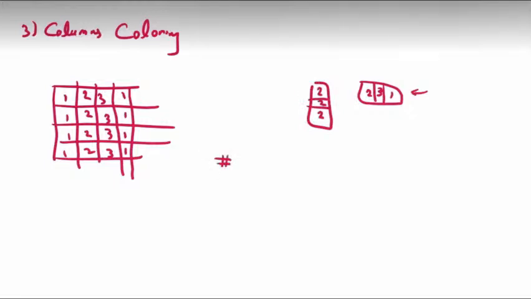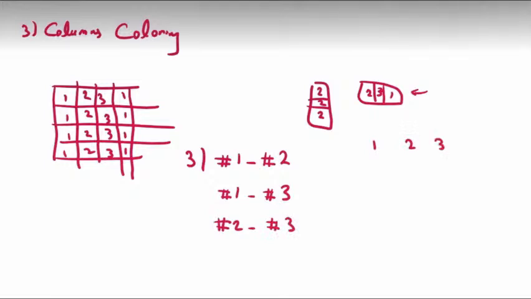So in this case, the number of cells with color 1 minus the number of cells with color 2 is a multiple of 3. Also, the number of 1s minus the number of 3s is a multiple of 3, and the number of 2s minus the number of 3s. Why? Because if we select a horizontal piece, we select 1 from each of them. If we use horizontal, for example, from 2, we select this. If we select vertical from 2, we have this. If we select vertical from 1, we have this. If we select horizontal, we have this. As you can see, the difference of each two colors is always a multiple of 3.